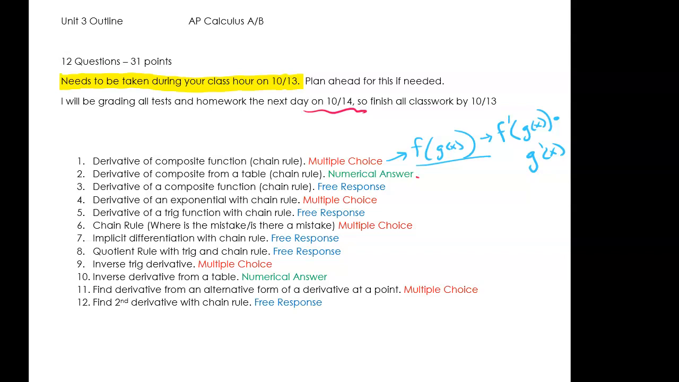Now there's a billion ways that composite functions and chain rules can look. I'll just put a common one that we usually have done together. One of them could be sine of x cubed.